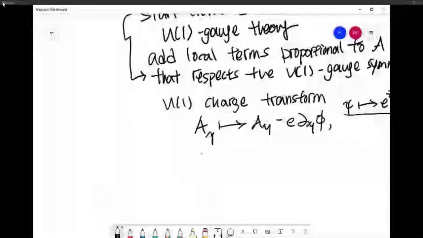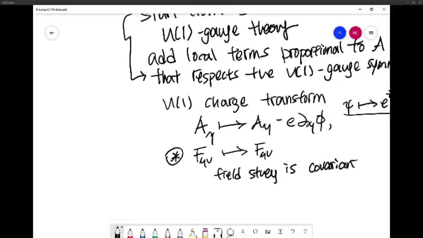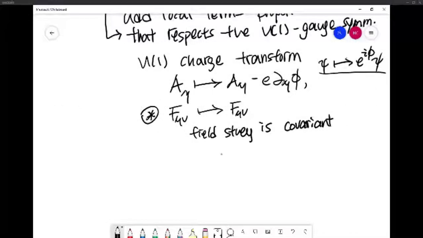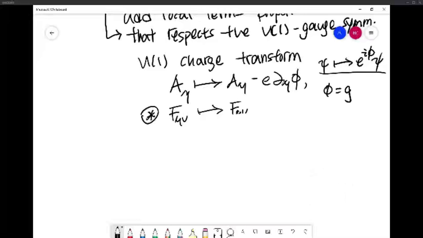But, okay, let me write down the other. So this is actually also just invariant. The key point is that the field strength is covariant. So what does covariant mean? Covariant means that in general, in a non-Abelian gauge, F transforms as the adjoint of your gauge transformation. But for Abelian gauge, you can permute these things, so g and g inverse cancel out. So in fact, in U(1) gauge theory, your field strength is completely invariant. You can just compute this from the covariant transformation.